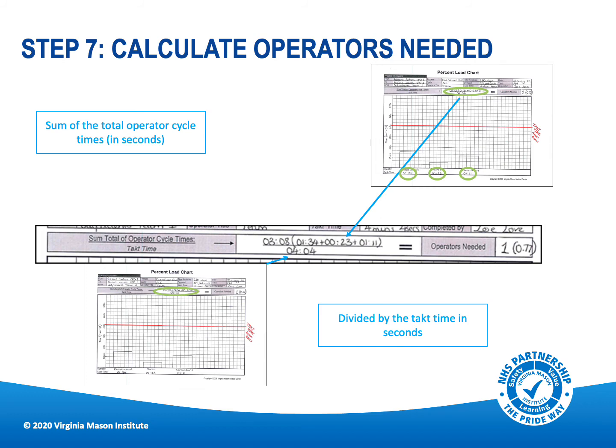Here we can see the operator cycle times total 3 minutes and 8 seconds, or 188 seconds. Dividing this by our TAKT time of 4 minutes and 4 seconds, or 244 seconds, gives us 0.77 of an operator. Obviously, we cannot have 0.77 of a person, so this will be rounded to 1 operator. Despite this calculation saying we need fewer operators than we actually have, we do need to take into account the skill mix of the staff. And lastly, don't forget to convert minutes into seconds to make it easier to calculate the number of operators needed.